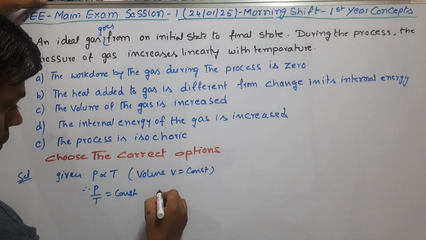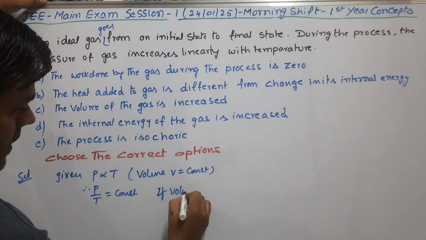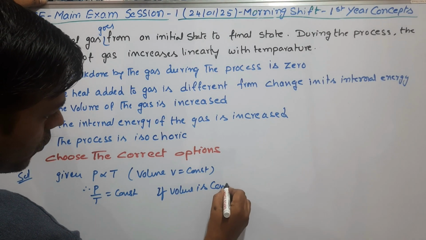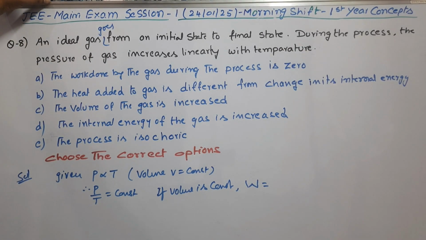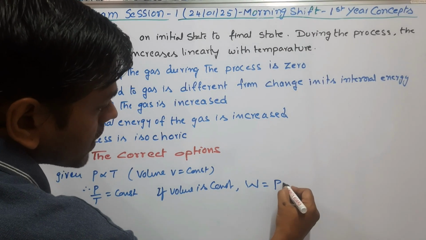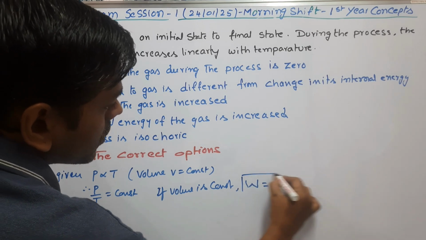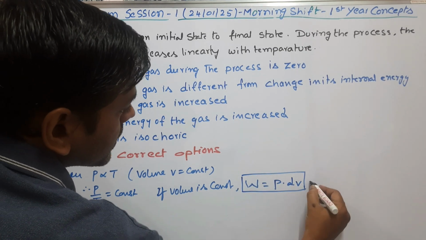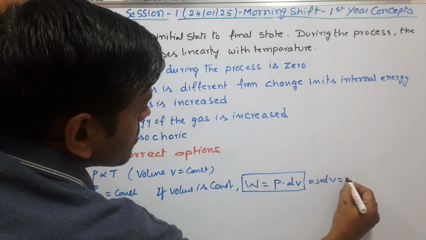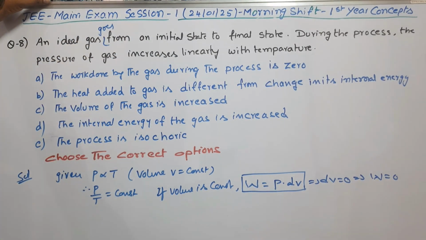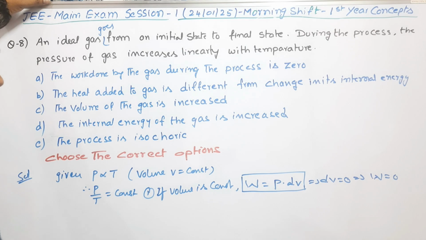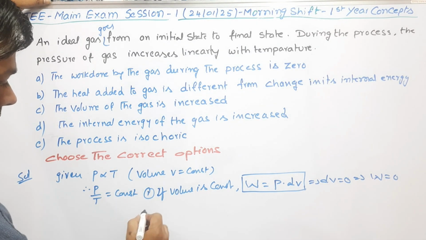If volume is constant, according to the work definition in thermodynamics, work is equal to P into dV. That implies dV is equal to 0, which implies work done is also equal to 0, isn't it? So this is the first thing we can observe from this statement.